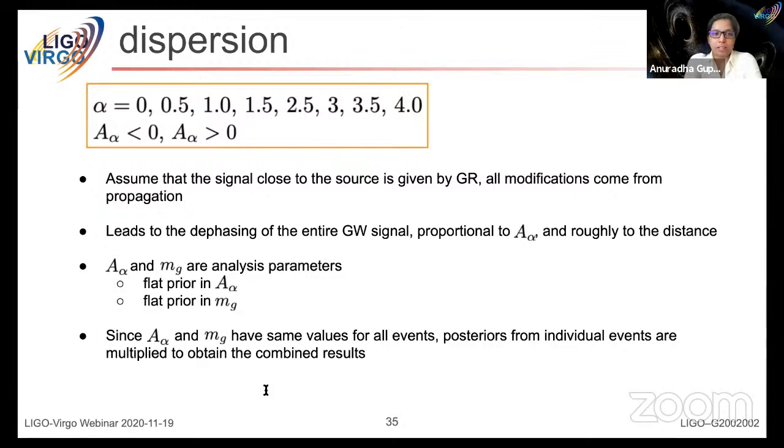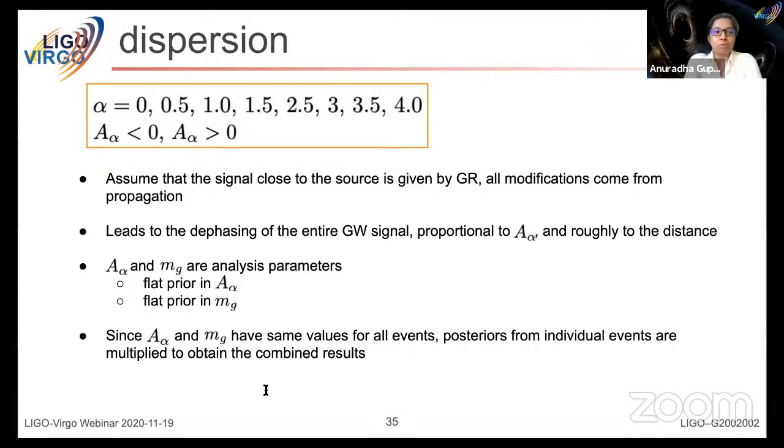So in our analysis, we assume different values of alpha ranging from 0 to 4 in steps of 0.5. We do not consider the alpha equal to 2 case because in that case, the speed of gravity changes in a frequency-independent manner, and it is totally degenerate with an overall time delay of the signal at the detector. We also assume that A alpha can be either positive or negative. We also assume that the signal close to the source is given by GR, and any modification to the gravitational wave comes due to the propagation from the source to the detector.